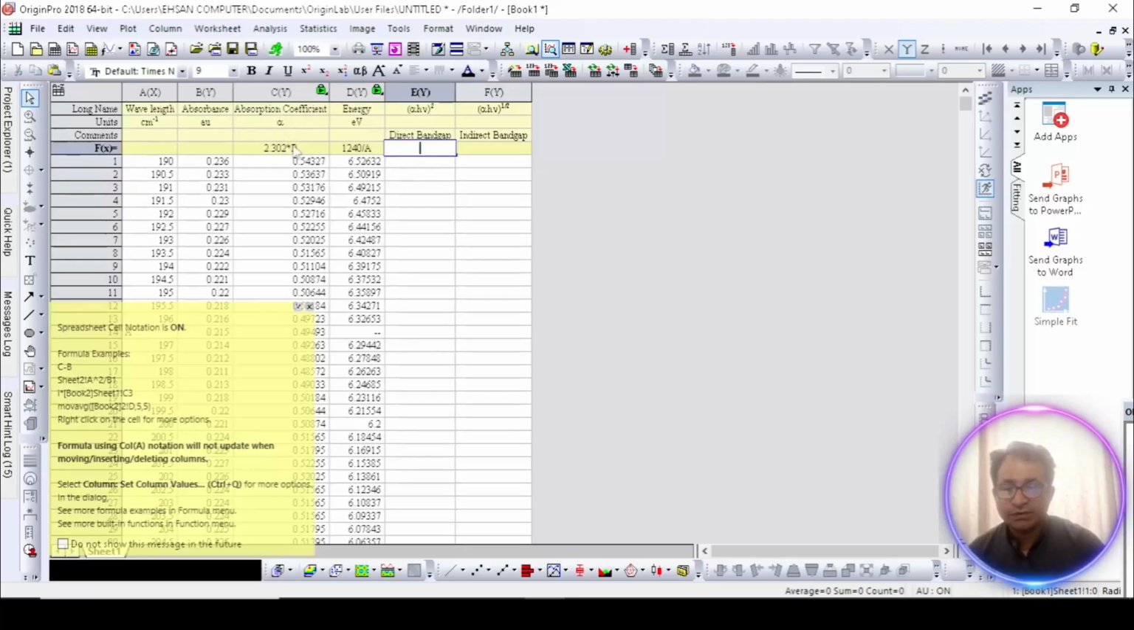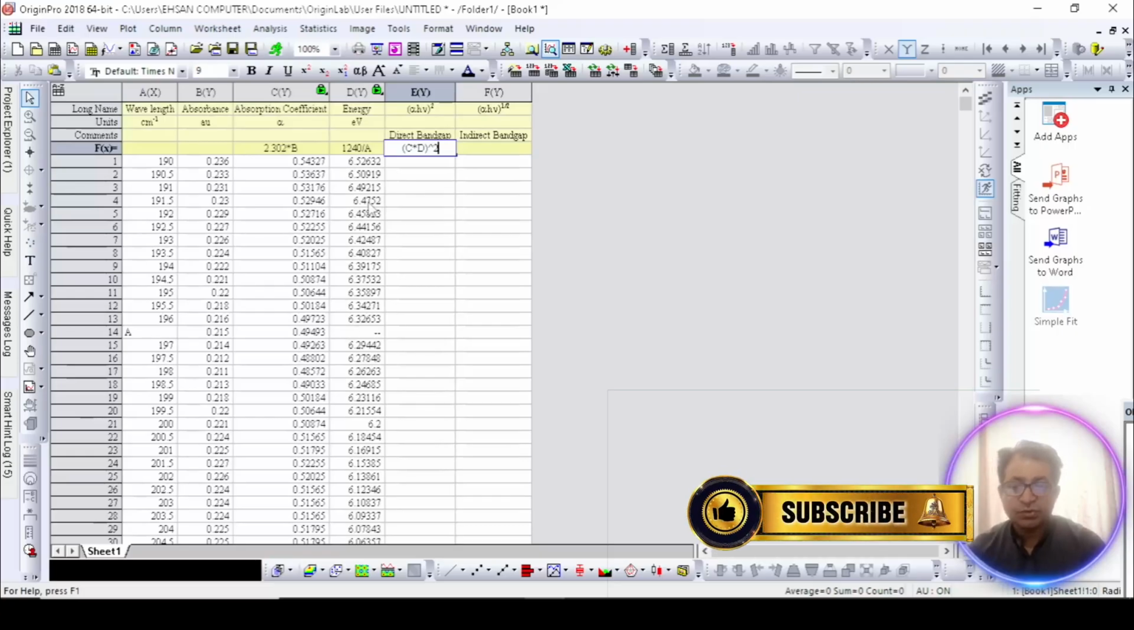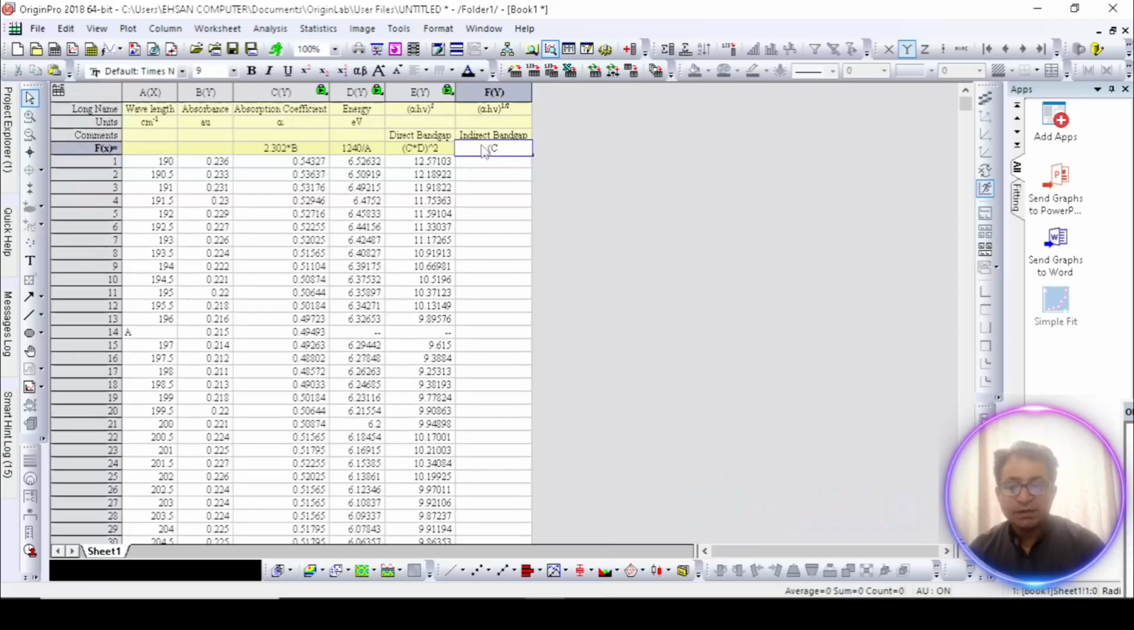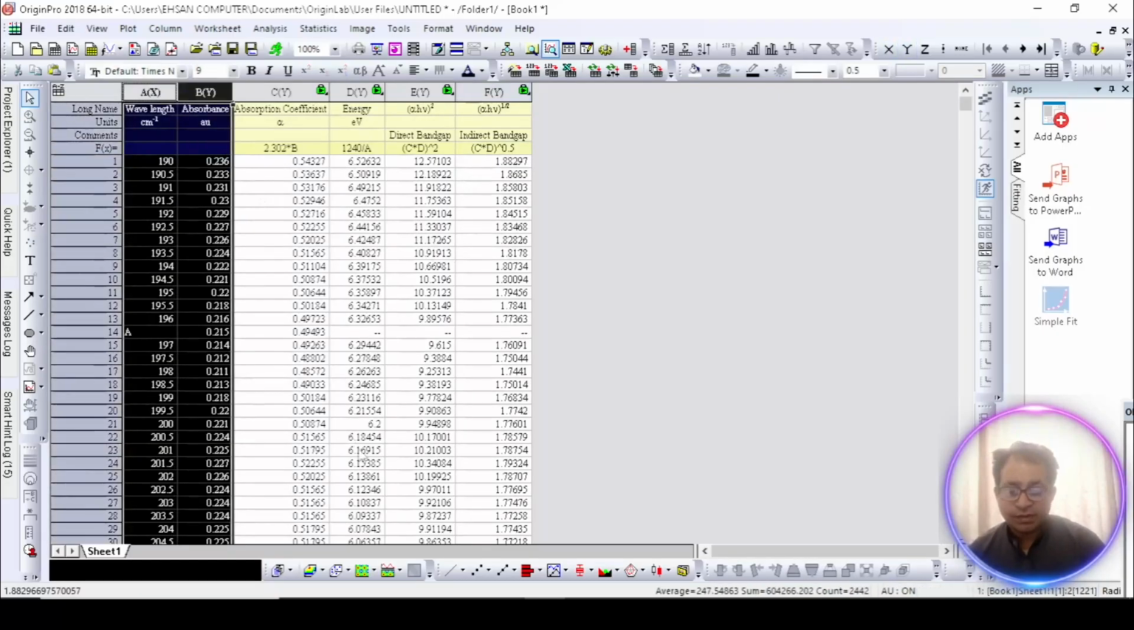Okay, so for the direct band gap, we have alpha. Alpha is in column C, multiplied by energy value or h nu value, that is in our column D, power 2, the square of this. So we will get the direct band gap over here. For the indirect band gap, the formula is alpha, the value of alpha in column C, multiplied by the value of energy or h nu in column D, power 1 by 2 or 0.5. Both are same. So this is our indirect band gap.